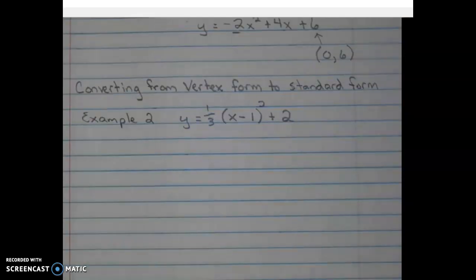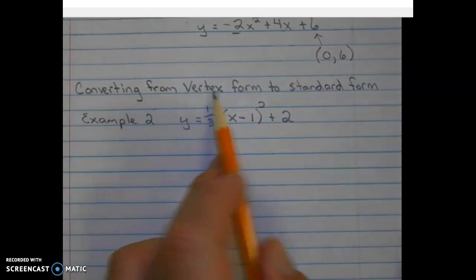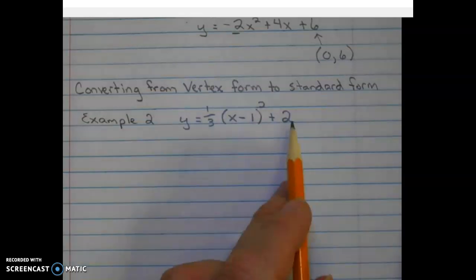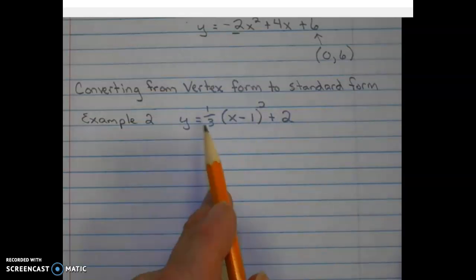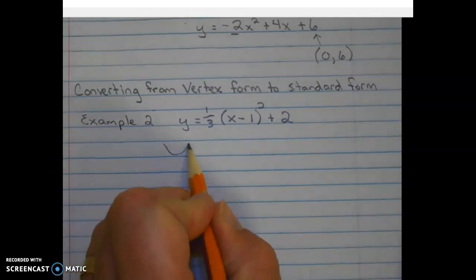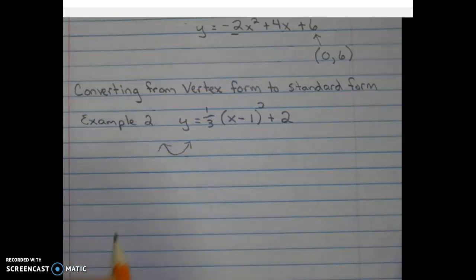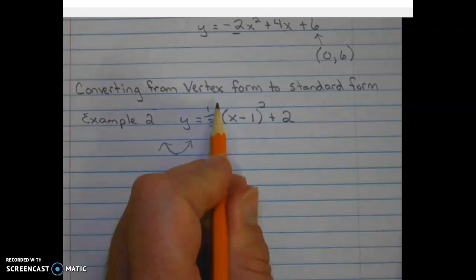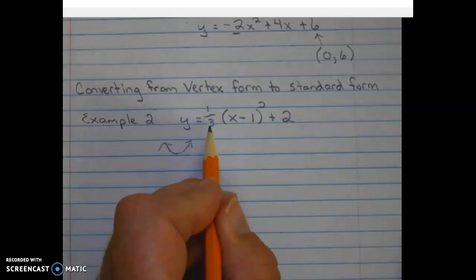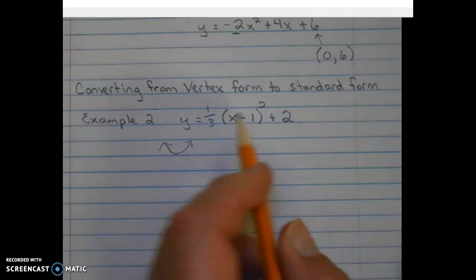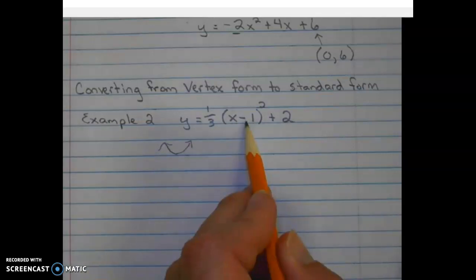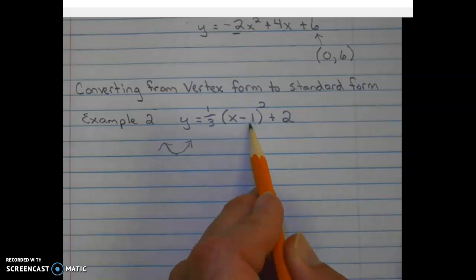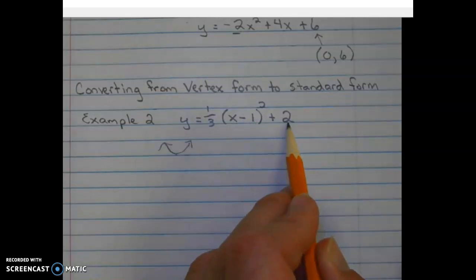Okay, so part 2 of this video, we are converting from vertex form to standard form. So we're starting off here in vertex form. Notice we have an a value that's positive, so we're going to have a parabola that's opening up. So our vertex is a minimum. Notice the a value is a number between 0 and 1, so we have a vertical compression. And we know our vertex. Our vertex in this case would be (1, 2).